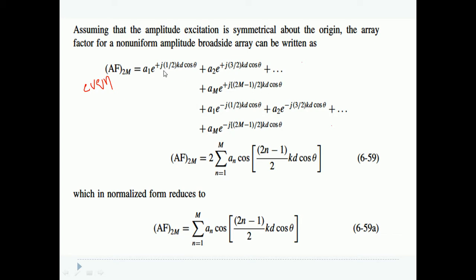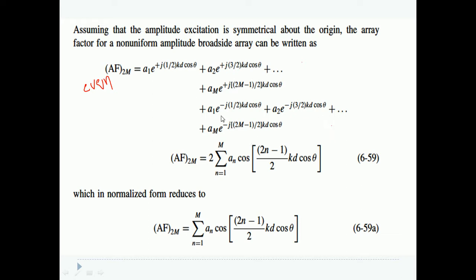Here the phase change is in odd numbers. So on the other side of the symmetry we have a1 e to the power minus j 1 by 2 kd cos theta and a2 e to the power minus j 3 by 2 kd cos theta, and so on.